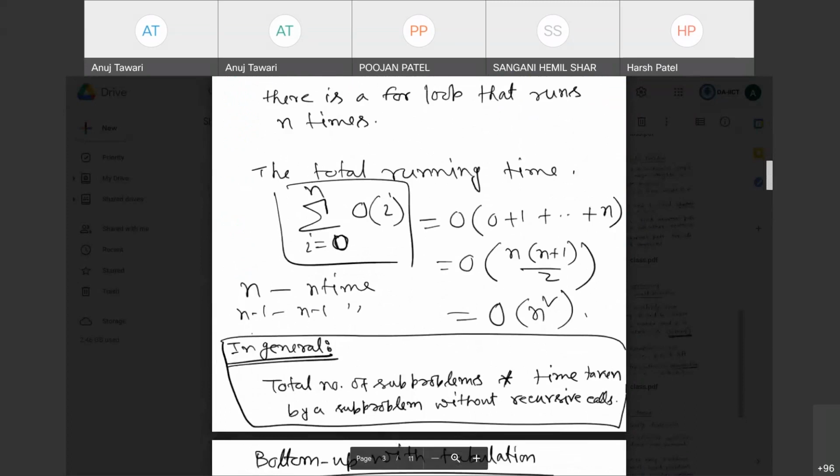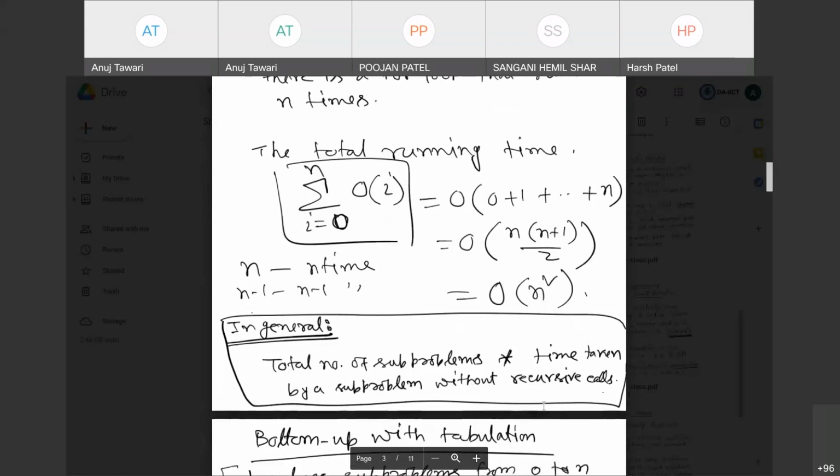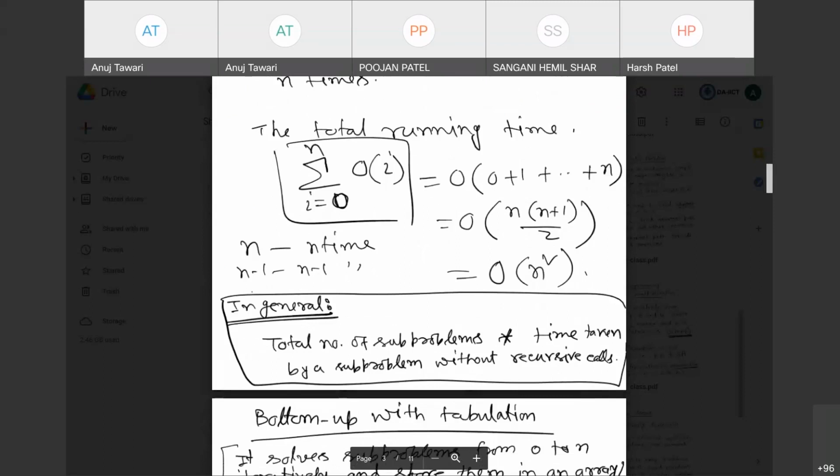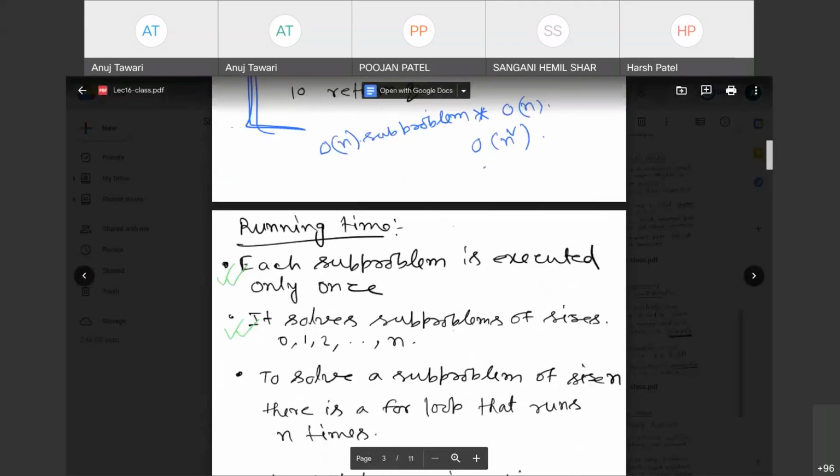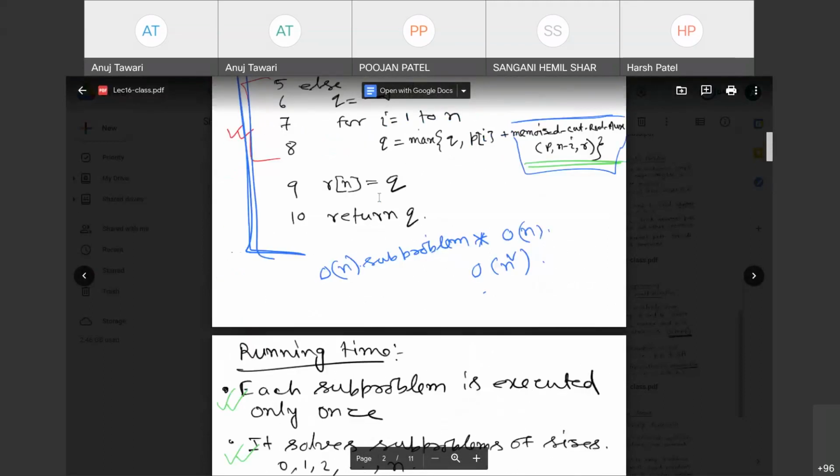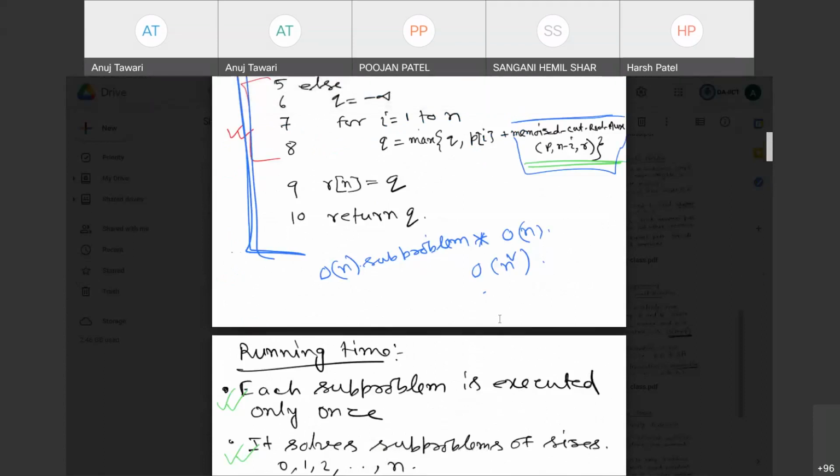And in general, you can use this formula, which is you multiply the total number of subproblems by the time taken by a subproblem without recursive calls. But the only problem is, how much extra space does it need? This array has n elements, so it needs big O of n space. And somehow we want to reduce this extra space. It's too much linear space. Can we solve this problem in constant amount of extra space?